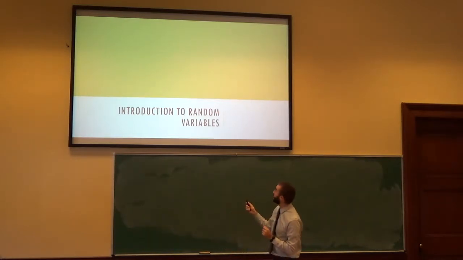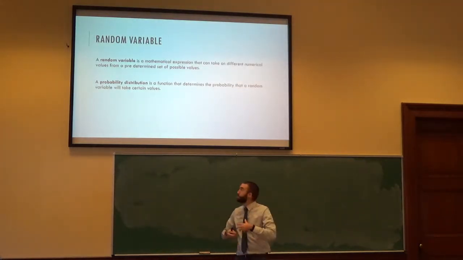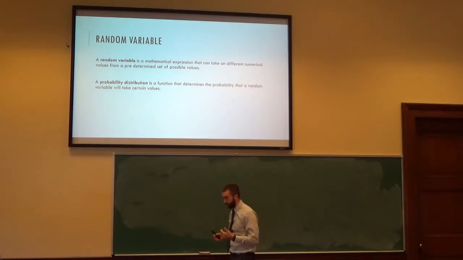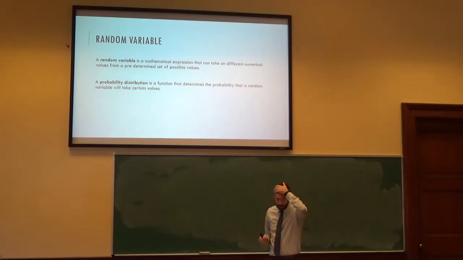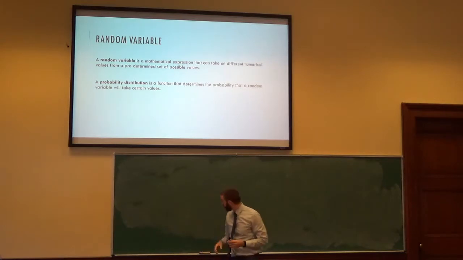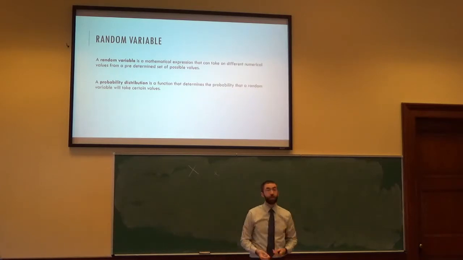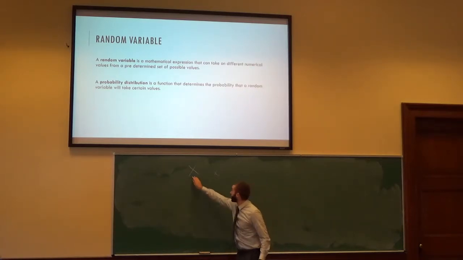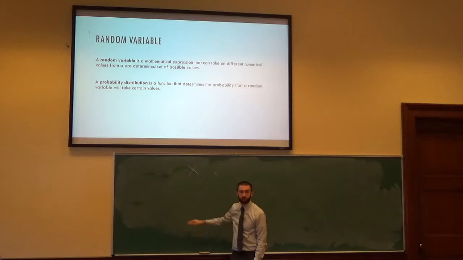we were talking about. Introduction to random variables. A random variable is a mathematical expression that can take different numerical values from a predetermined set of possible values. Okay? So a random variable, this is like in the first slide we had xi. So we can say that there's some random variable x. X can take different values. It could be 1, it could be 10, it could be 5, it could be any number of values, okay? So x is mathematical notation, a mathematical expression for something that can take multiple different values.